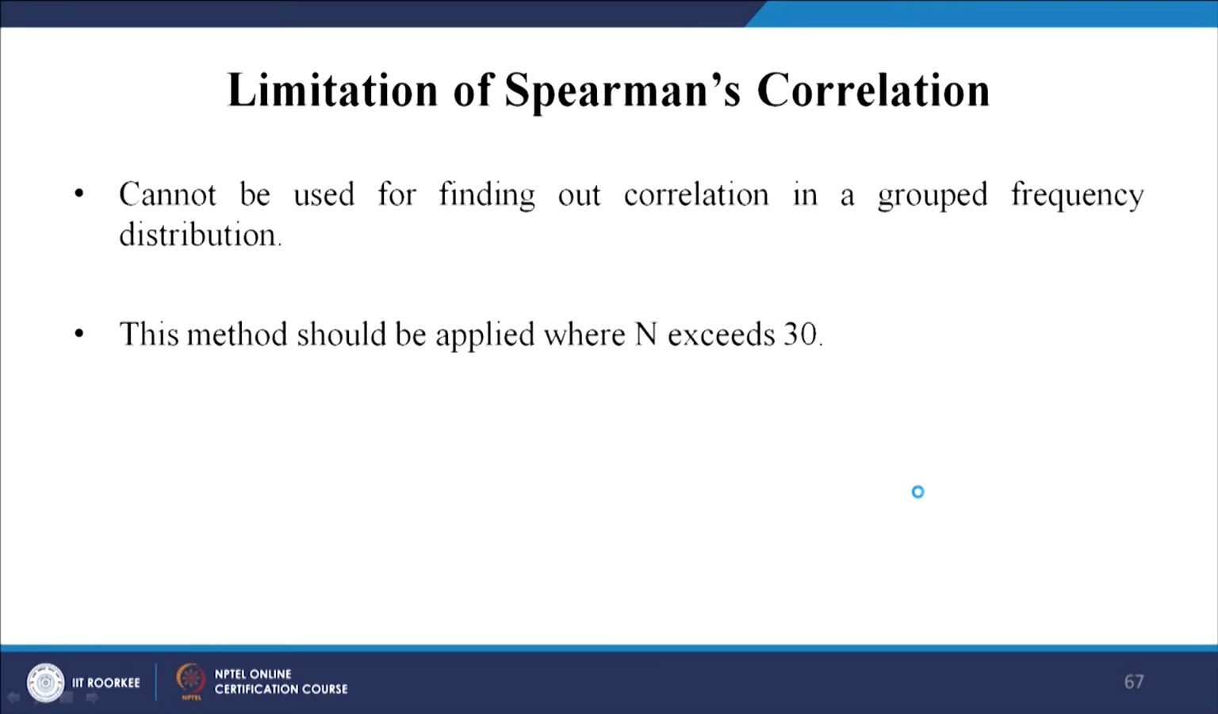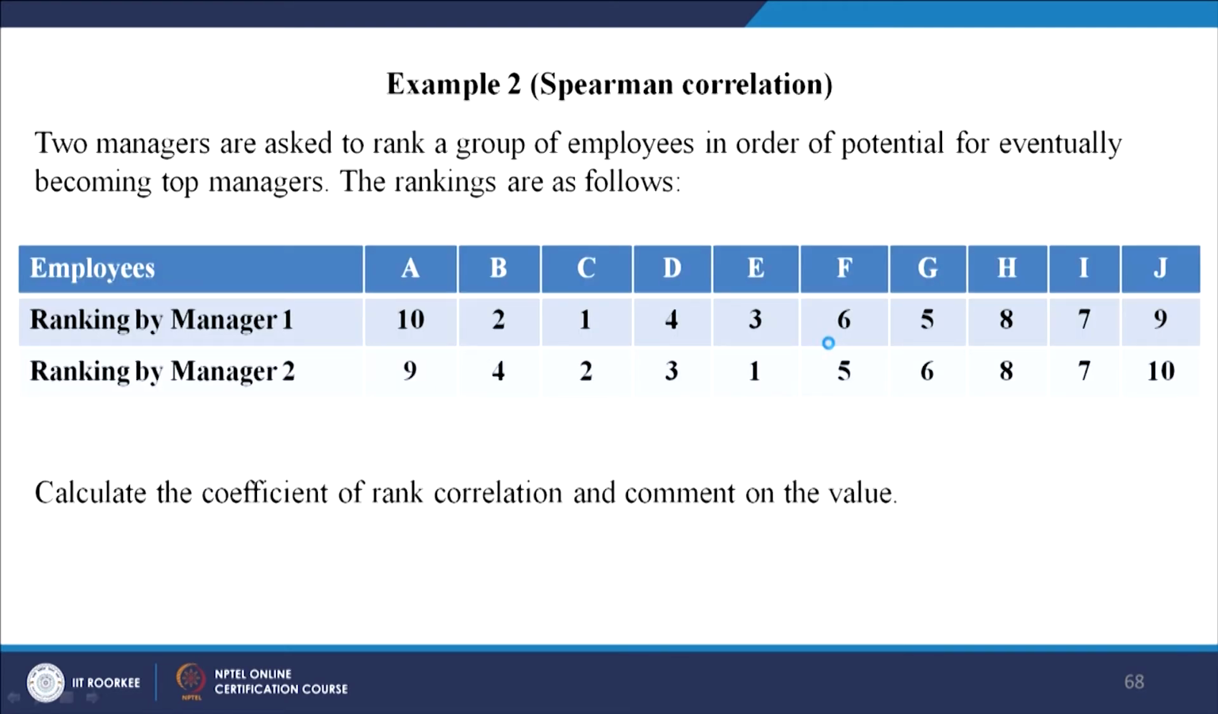What is the limitation of this? It cannot be used for finding out correlation in a grouped frequency distribution, and this method should not be applied where n exceeds 30.